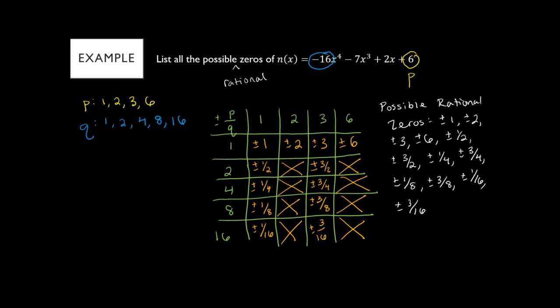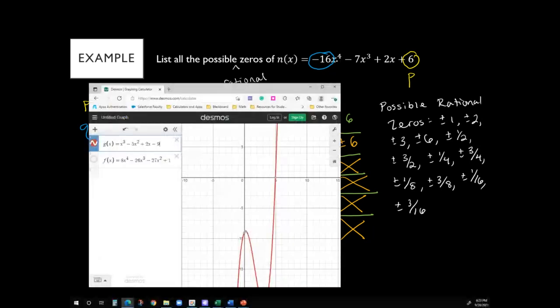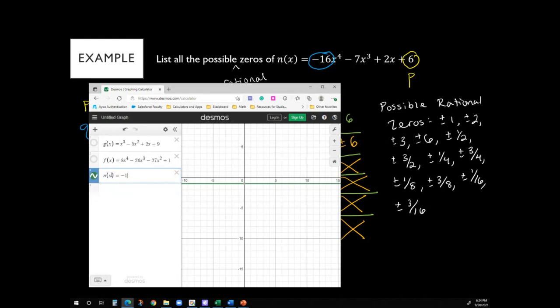We have a lot of choices, but it's better to have some number of choices rather than an infinite number of numbers that you could try and see if they're zeros. So if I graph this one just to visualize it, x to the 4th means that we've got 4 zeros. We don't know how many are actually rational. So y equals negative 16x to the 4th minus 7x cubed plus 2x plus 6.